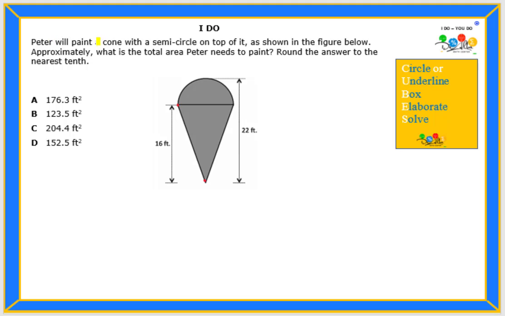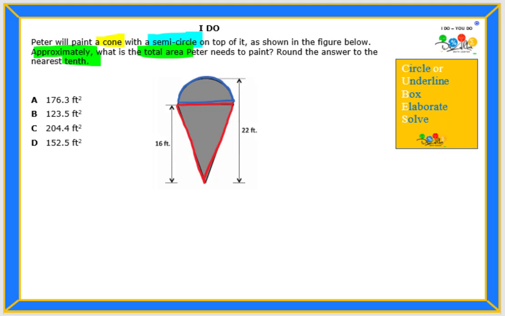Peter will paint a cone with a semicircle on top, as shown in the figure below. Approximately, what is the total area Peter needs to paint? Round the answer to the nearest tenth. So first let's identify the shapes in our composite figure. We have a triangle and we have a semicircle.